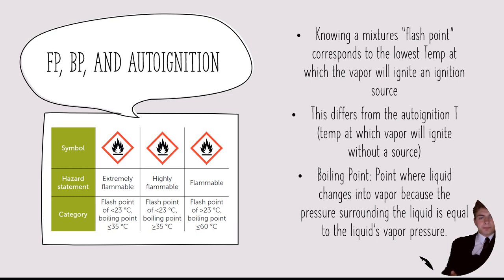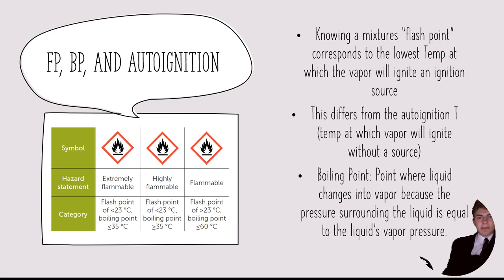Now, the boiling point, which is also kind of confusing because there's definitely liquid and vapor happening there as well, is the point where your liquid phase transitions into your vapor phase due to the pressure of the environment being equal to the vapor pressure of that given liquid. So it is more of an equilibrium pressure state, whereas a flash point generally corresponds to a change in temperature.